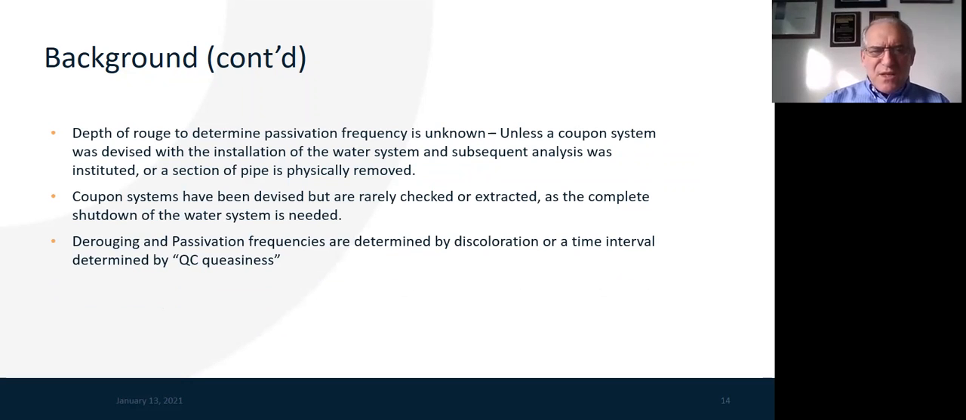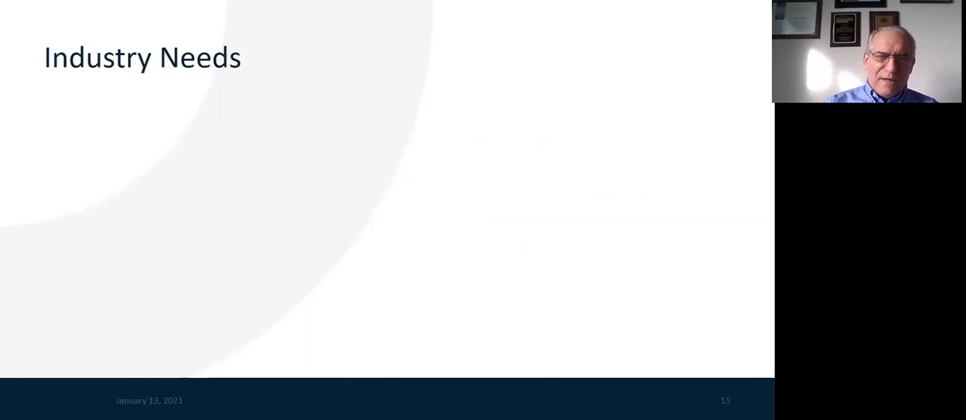Today, most of the determination for derouging and passivation is based on discoloration or a time interval determined by QC queasiness. QC queasiness is the QC department's tolerable level of what they think is doable until you can actually do a derouging passivation. It's really based upon a subjective determination on their part of what they think that frequency needs to be. So it's not determined on science, it's determined on their gut feeling of what's tolerable or not.